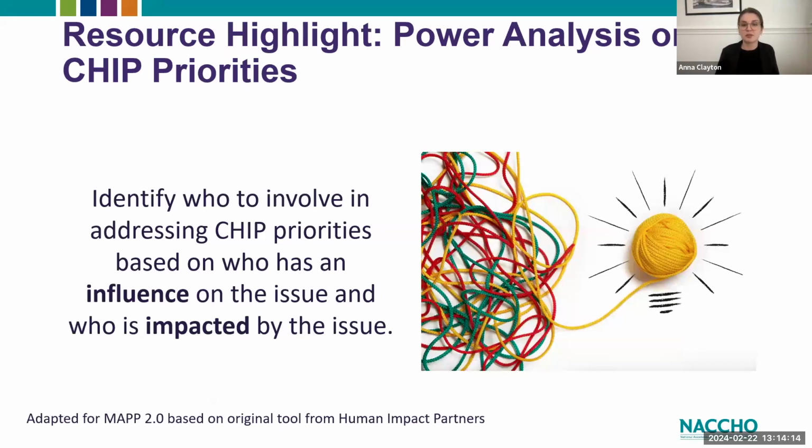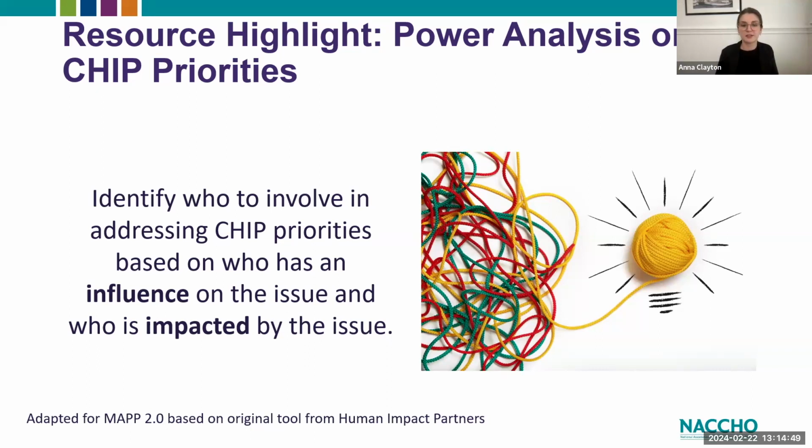So this brings us to this power analysis tool on CHIP priorities. A community health improvement process includes assessment, from which community health issues are identified and prioritized, and the issues that the community selects to focus on are put into the community health improvement plan, which is then implemented. The purpose of this analysis is to identify who to involve in addressing the priorities from your community health improvement plan based on who has an influence on the issue and who is impacted by the issue.